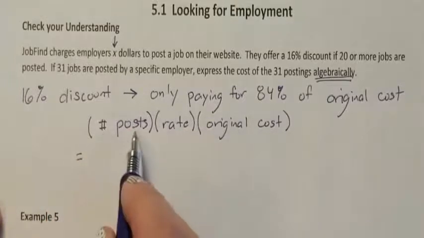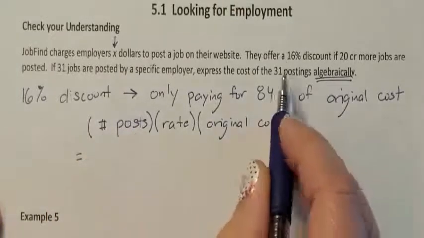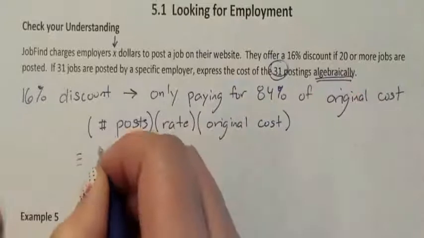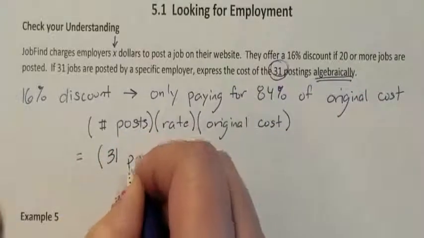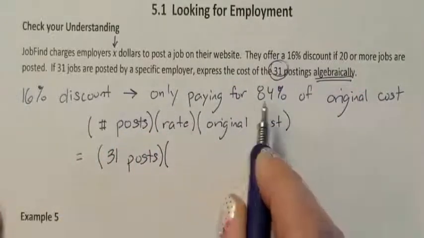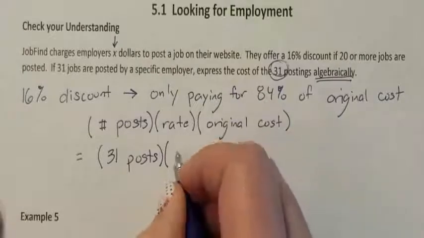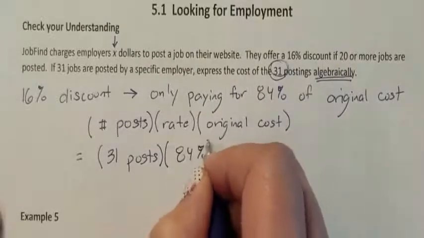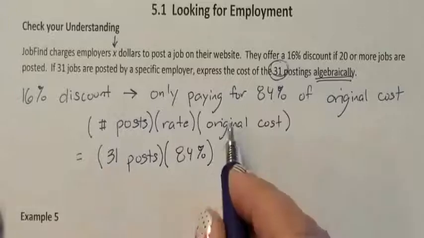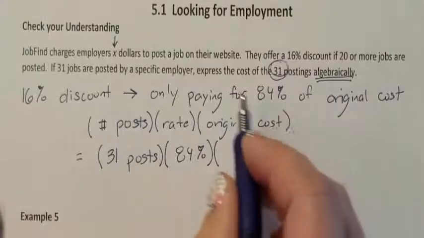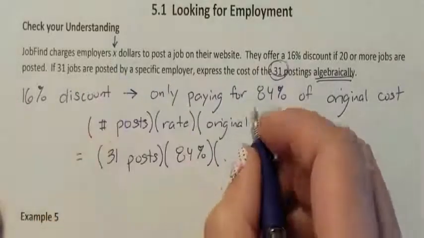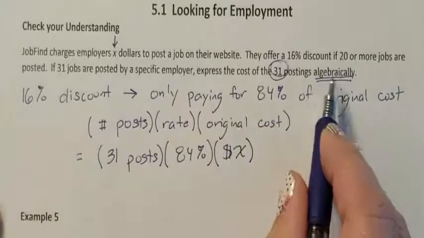So how many posts am I posting? I said I was going to post 31 posts. So here's my 31 posts. What discount rate did I get? I'm only paying 84%. So I'm only going to pay 84% of the 31 posts. And my cost is X. We don't know what it is. So I need to write it algebraically.